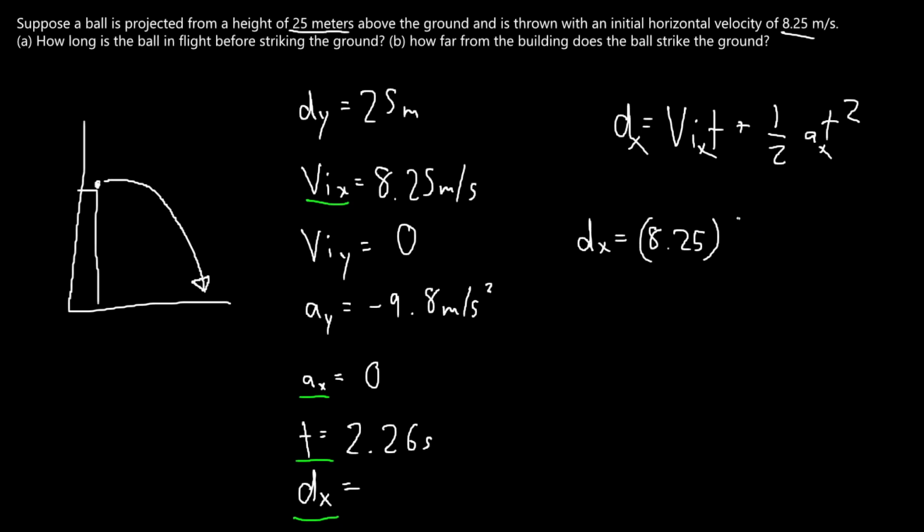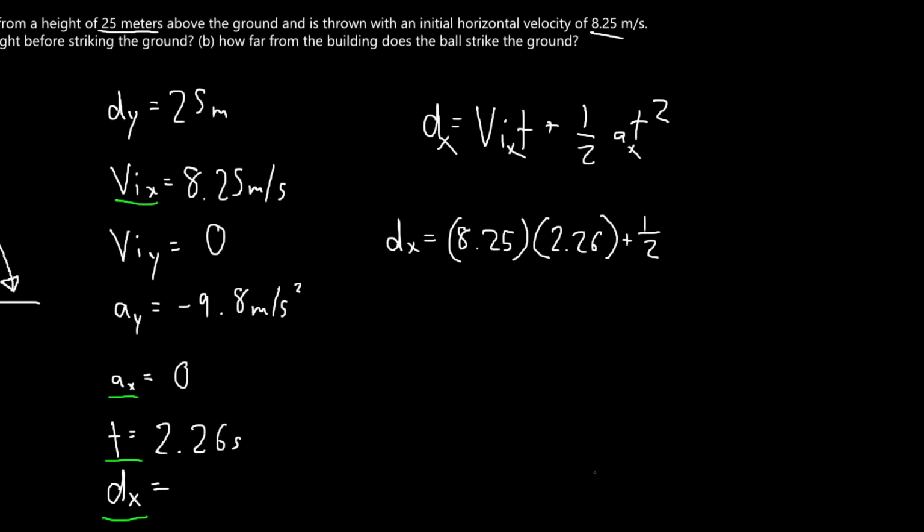Let's put the parenthesis, times t, 2.26 seconds, plus 1/2, let's move it here, 1/2 0, then t squared. We don't really need to write all of this anymore because we can already see 0 here. So all of this is just cancelled. So it's just 8.25 times 2.26. Let's now put that in a calculator.